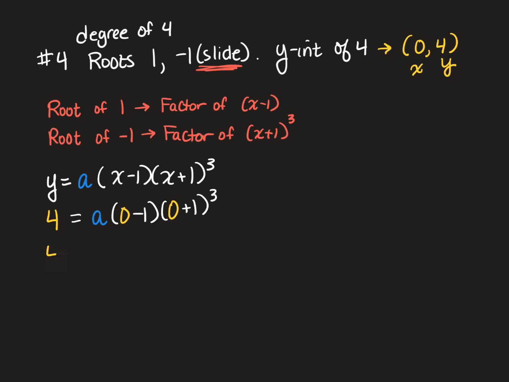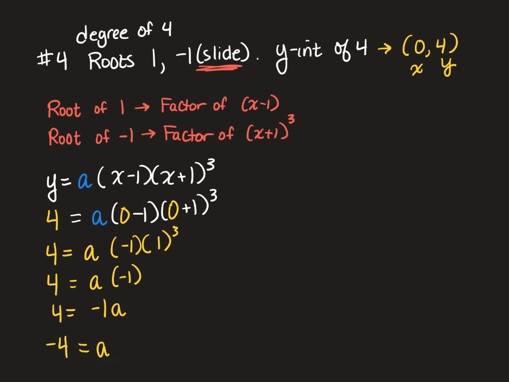All right, so I've got 4 equals a times -1, and then 0 plus 1 is 1. 1 cubed, well, that's just 1. So a times -1, which is the same thing as saying -1a. So if I divide both sides by -1, I'm going to get -4 equals a. That's all we need to write this equation.